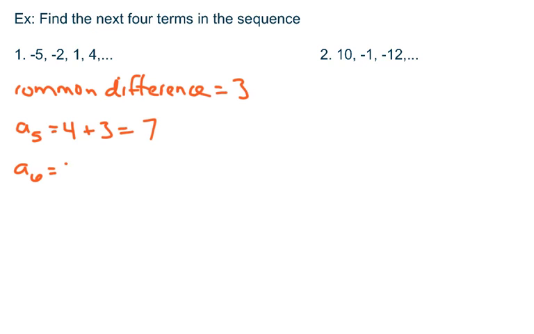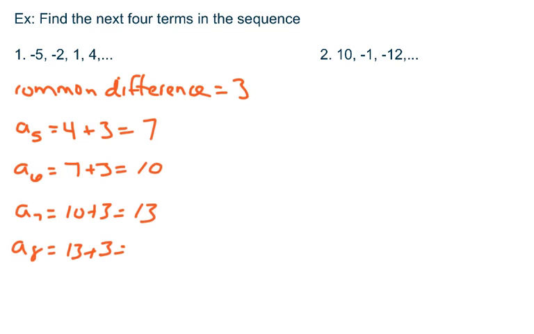The sixth term, we'll take the last term that we just came up with, add 3 to it, and that would give us 10. The seventh term here would be 10 plus 3, or 13. And then the eighth term, I think you could figure it out. We go 13 plus 3, and that would give us 16.